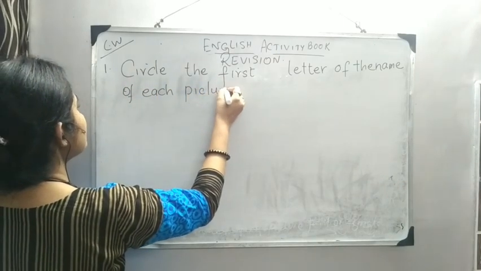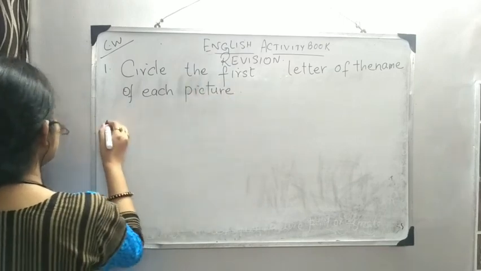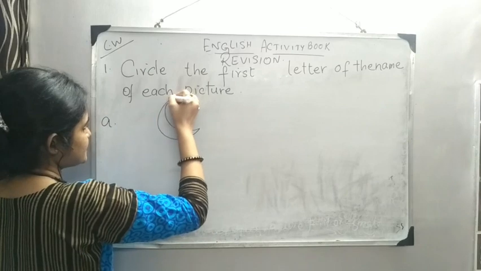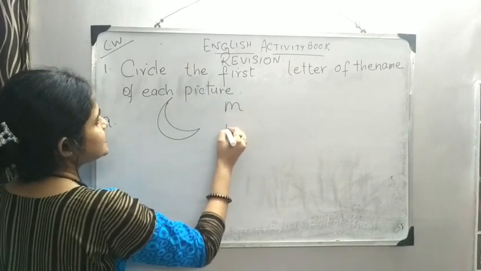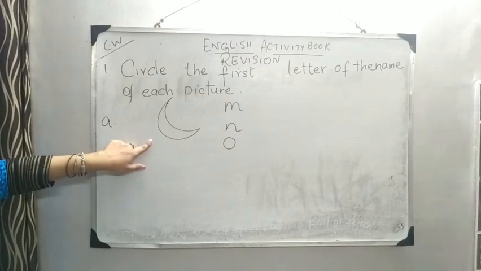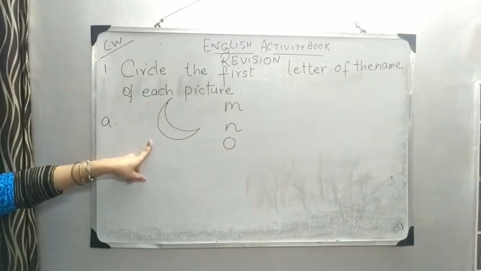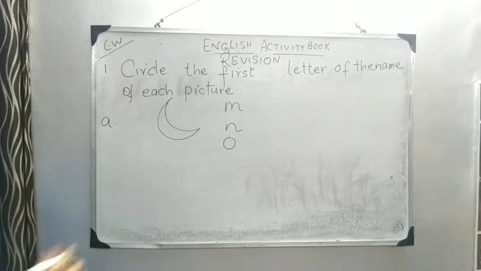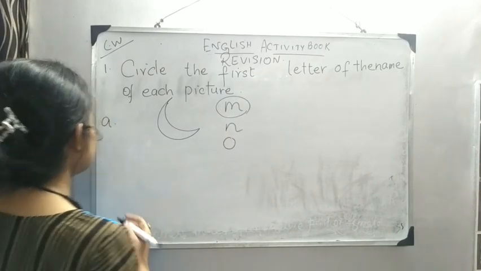So I will draw now and you will tell me. Though I cannot draw nicely, you have to recognize what I'm drawing. What is this? Tell me which is the correct answer. I know you can guess the correct answer. It's M, right? Because this is moon. So let us circle. Done.